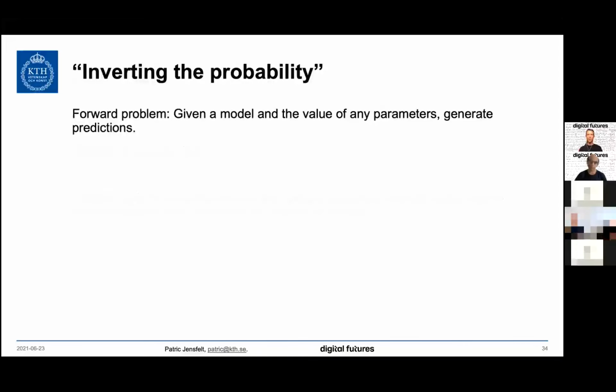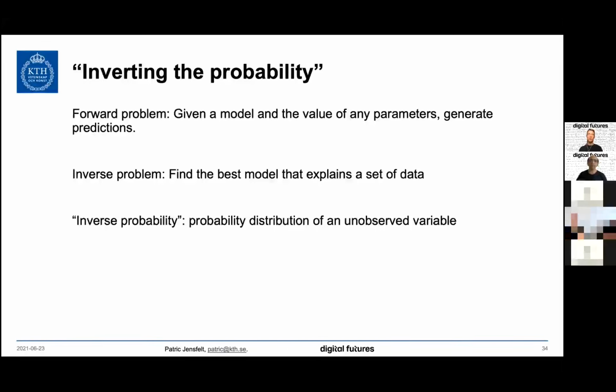So why is it called inverting the probability? Well, inverting comes from distinguishing between the forward and the inverse problem. In the forward problem, you have a model and maybe the values of the parameters. In this case, that corresponds to knowing where the ball is on the table. Then you can generate predictions about how likely it is that, if you throw more balls spread uniformly over the table, they will land above or below that line.